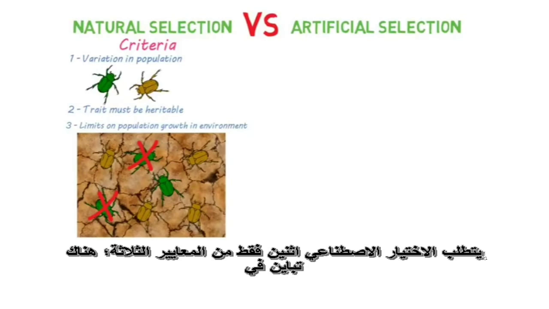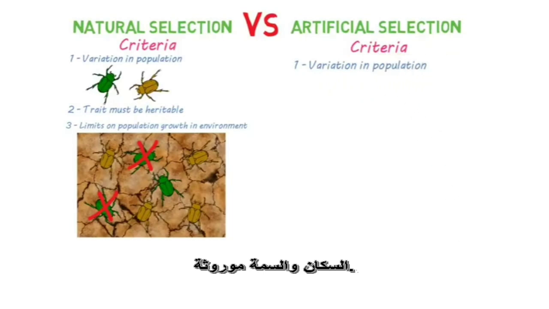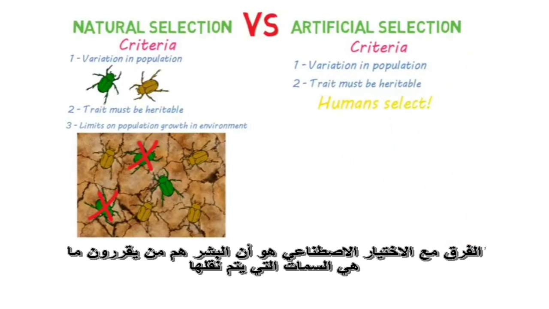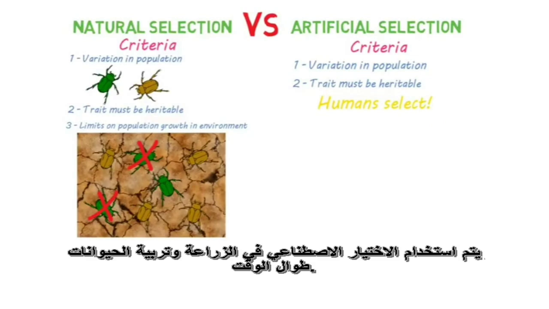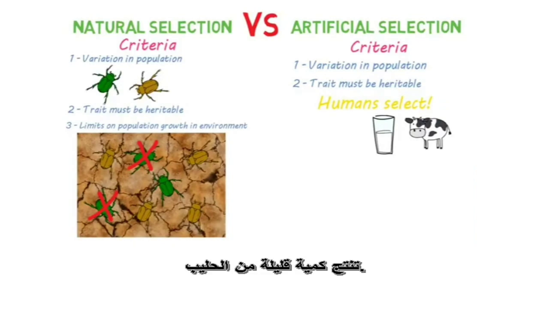Artificial selection requires only two of the three criteria: variation in the population and that the trait is heritable. The difference with artificial selection is that humans decide which traits are passed on, not nature. Artificial selection is used in agriculture and animal breeding all the time. People want cows that produce the most milk, so they only breed cows that produce high amounts of milk. They don't breed the ones with low milk production.